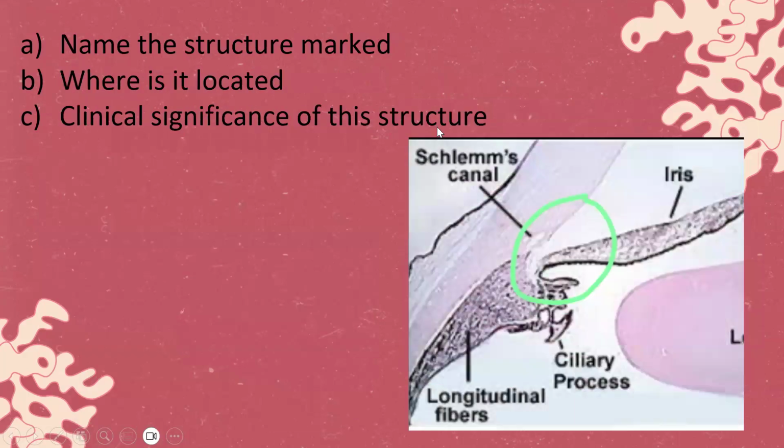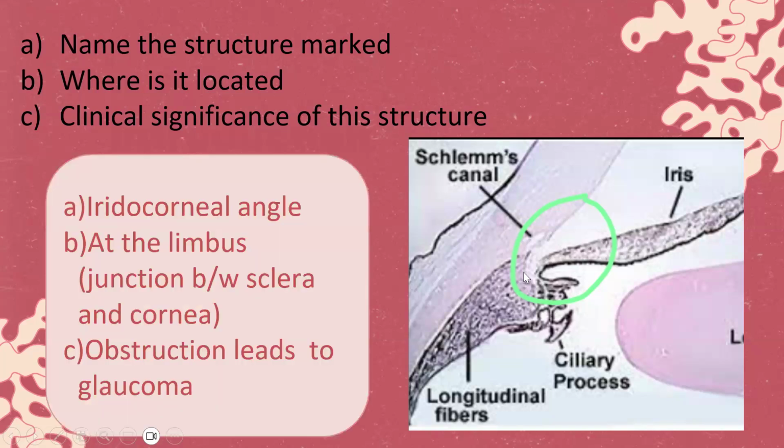Okay, name the structure marked. Okay, this red thing, the entire thing, is the iridocorneal angle. Where is it located? It is located at the limbus of the eye, the junction between the sclera and the cornea. And the clinical significance of the structure is that if it's closed, like in closed angle glaucoma, it will lead to glaucoma or increased intraocular pressure.